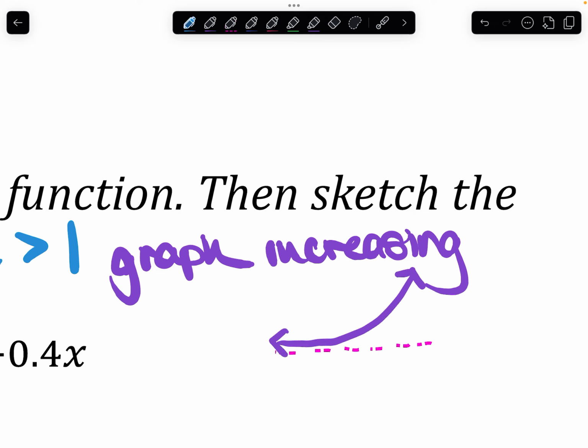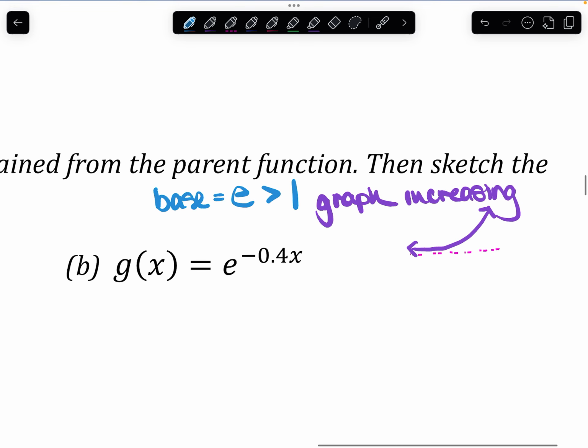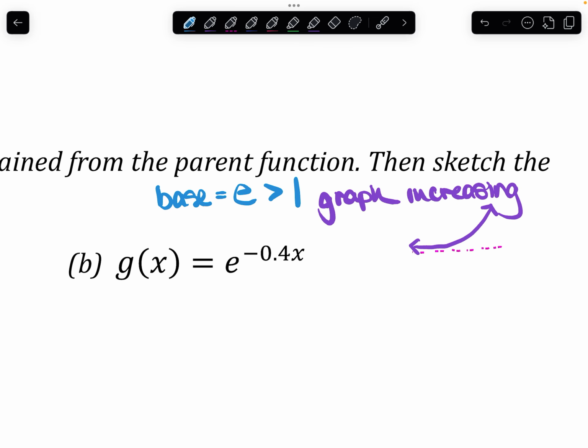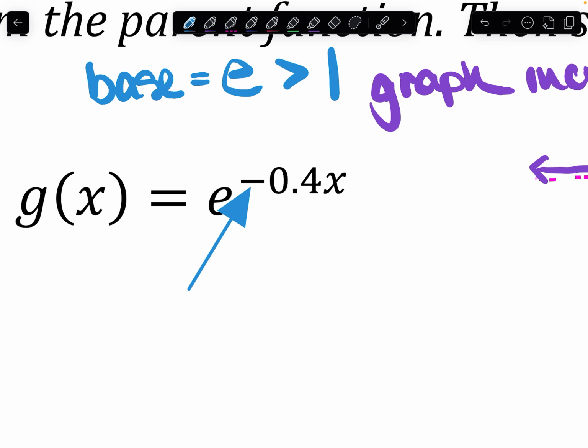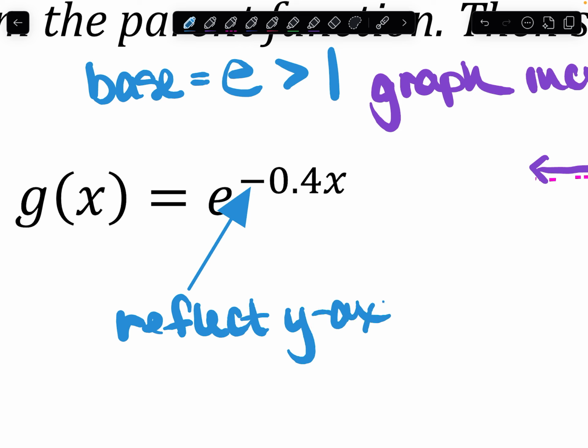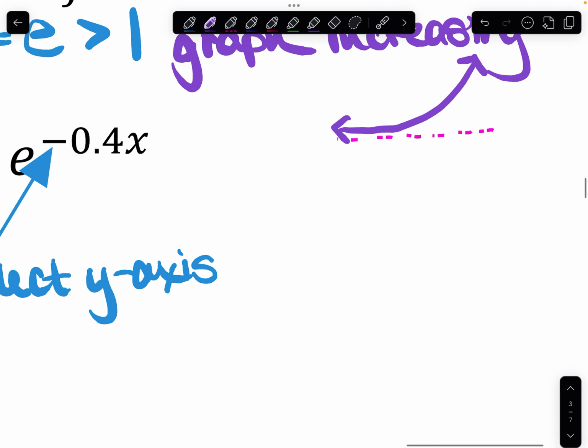Now we need to get our transformations figured out. All right, so first thing we have is a negative here. That negative is in the exponent, so that is reflecting across the y-axis. So what that means for our graph is it's going to go opposite what we see. It's not being folded down. Folded down is the x-axis. So we're going to switch.